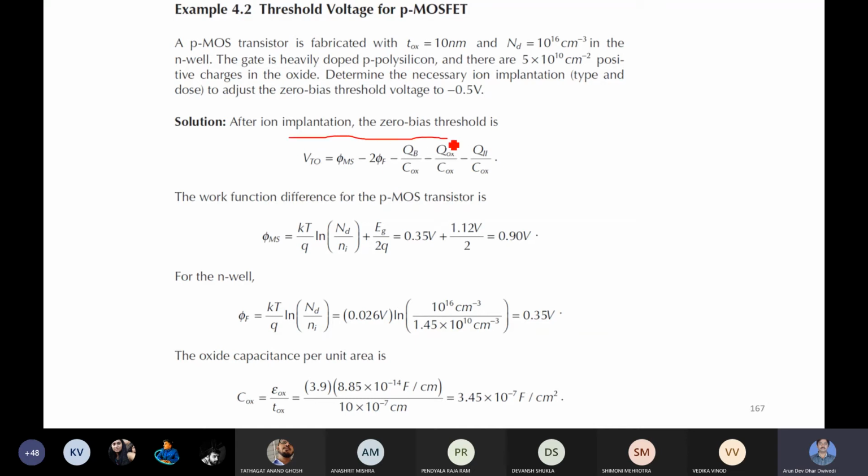The threshold voltage calculation was done without threshold voltage adjustment. This is the formula for the zero bias threshold voltage, and this term is coming due to ion implantation. This one is coming due to ion implantation, that is, the threshold voltage adjustment by ion implantation.